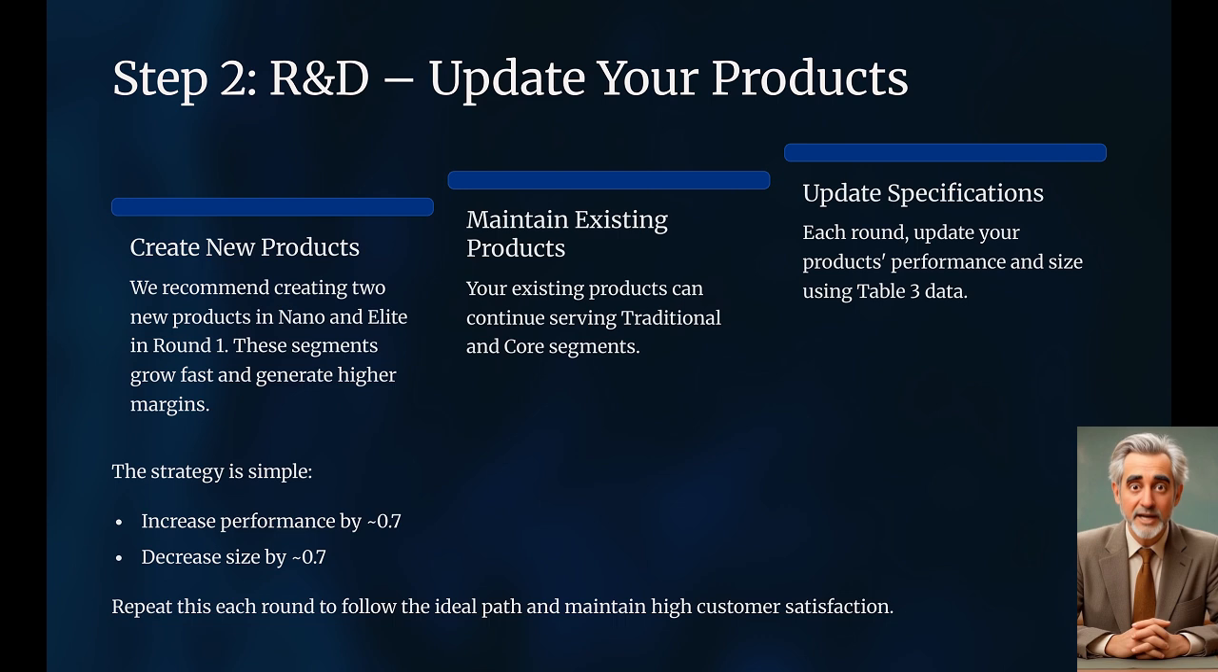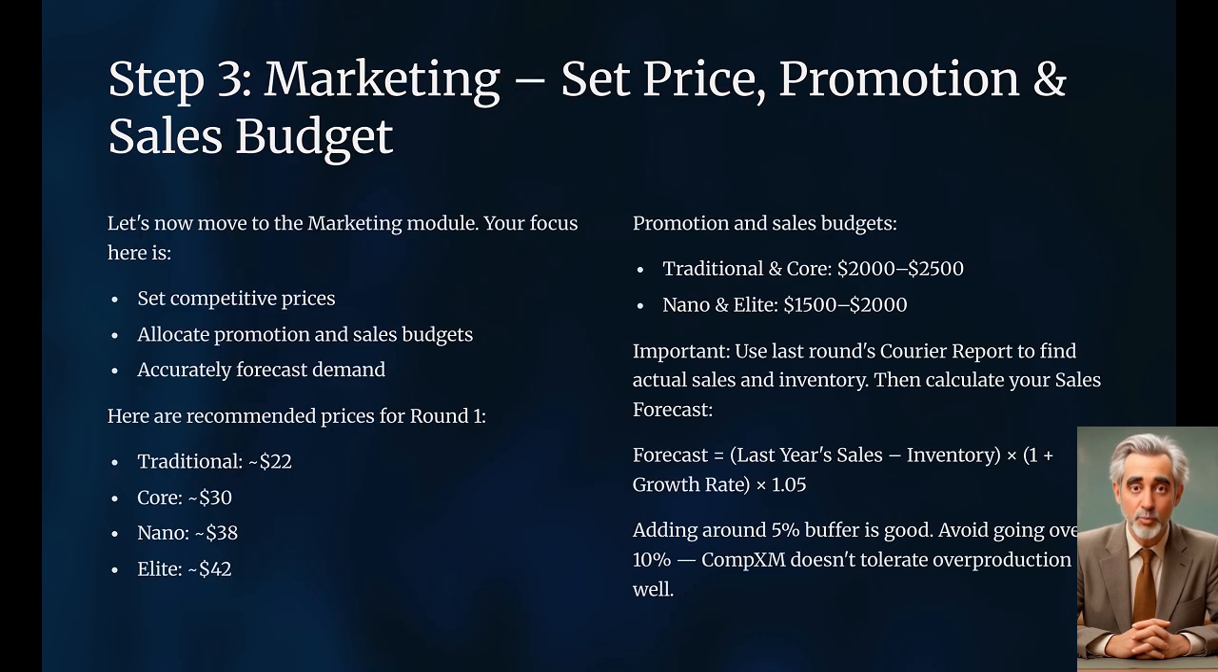Step 3. Marketing. Set price, promotion and sales budget. Let's now move to the marketing module. Your focus here is: set competitive prices, allocate promotion and sales budgets accurately, forecast demand. Here are recommended prices for round 1: traditional, $22; core, $30; nano, $38; elite, $42. Promotion and sales budgets: traditional and core, $2,000 to $2,500; nano and elite, $1,500 to $2,000.